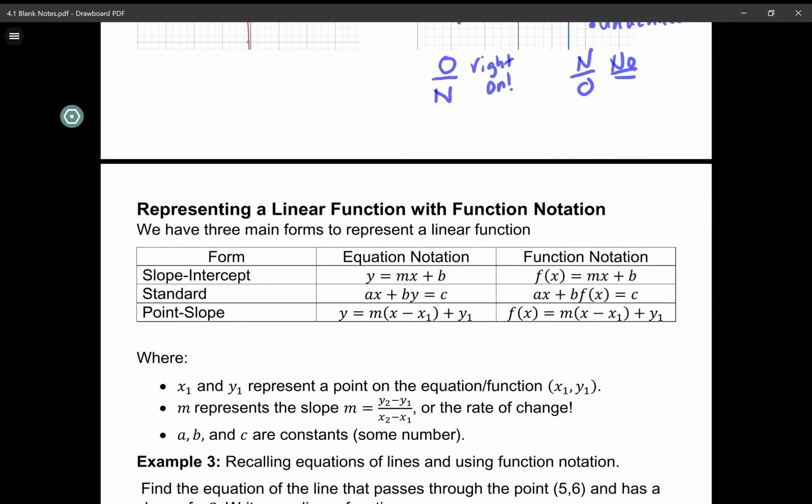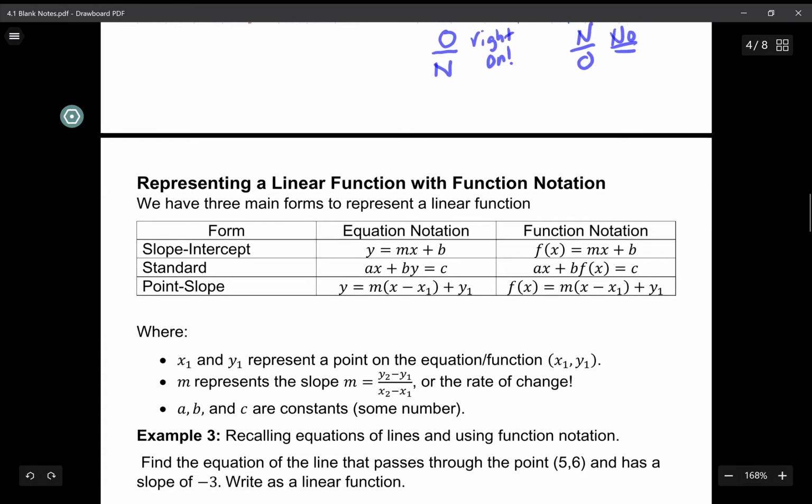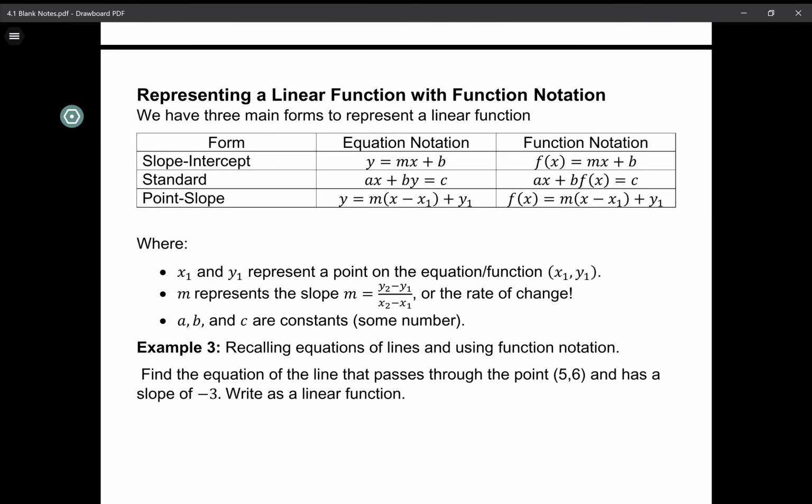So let's talk about representing linear functions using function notation. Now that we can identify them from a table, if they're linear or not, we can identify them from a graph. Let's work on their equations.